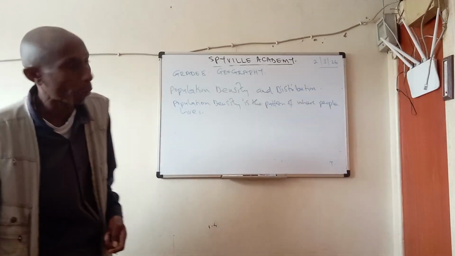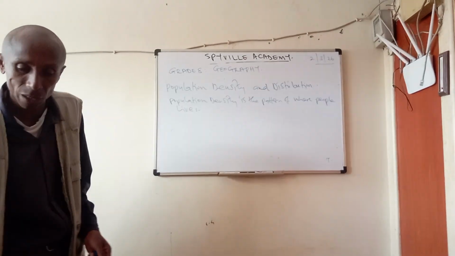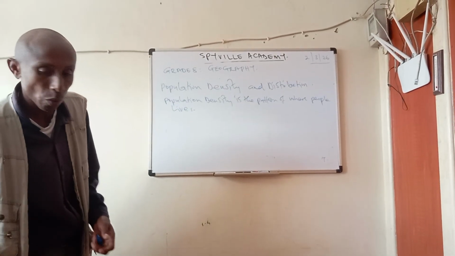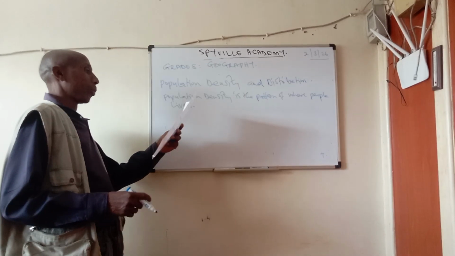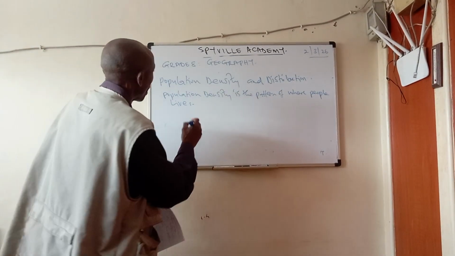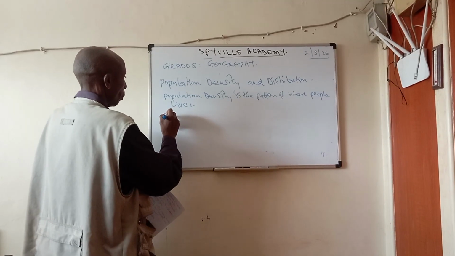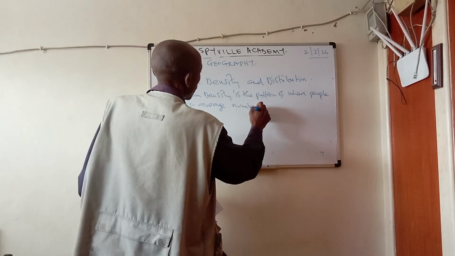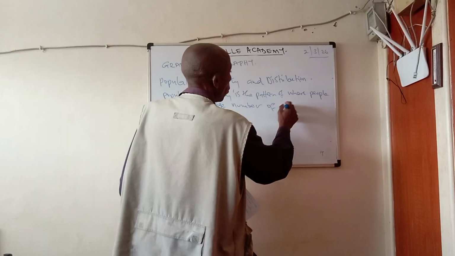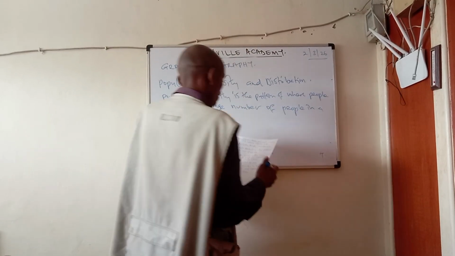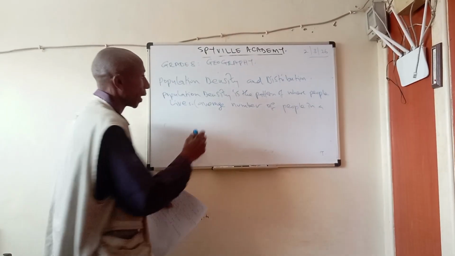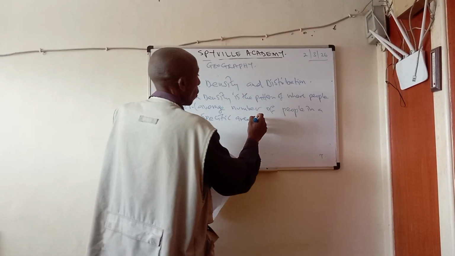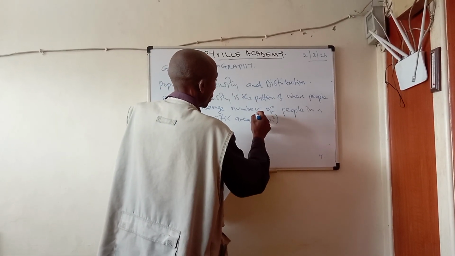So we normally talk of population density. There is a formula for it. Population density is the average number of people in a specific area. The area must be a very specific area, which we normally give as 1 kilometer or kilometers.